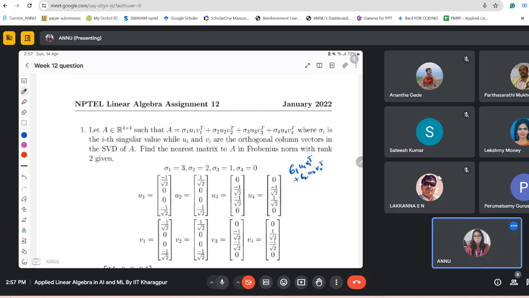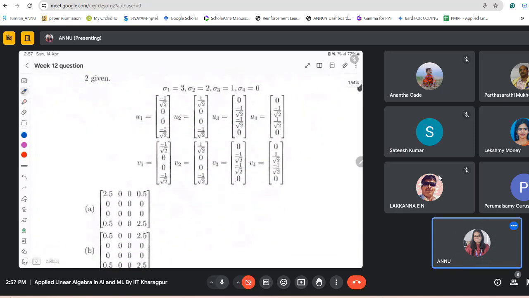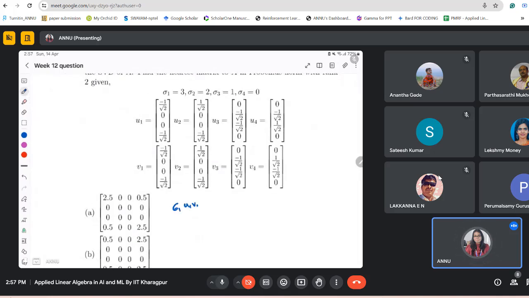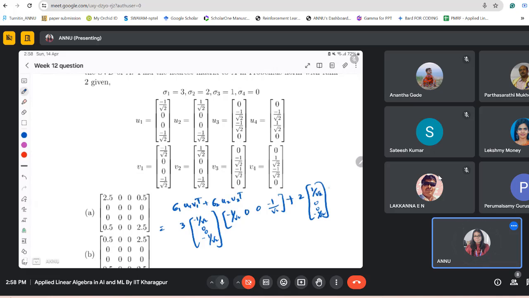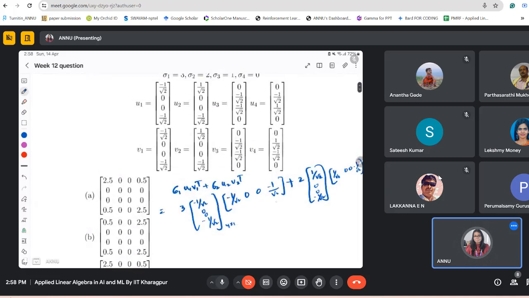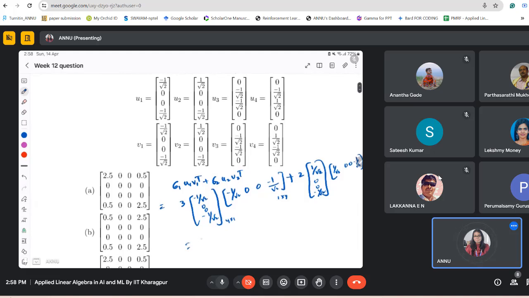Now, can anyone tell me the entries of the 4 cross 4 matrix? The first product gives 1 by 2, 0, 0, 1 by 2 and so on, with zeros elsewhere. The second gives 1 by 2, 0, 0, minus 1 by 2, and so on. If we sum it, sorry, the sigma 1 term has 3 by 2 in each of those entries.